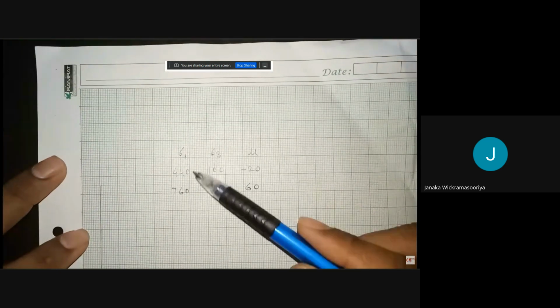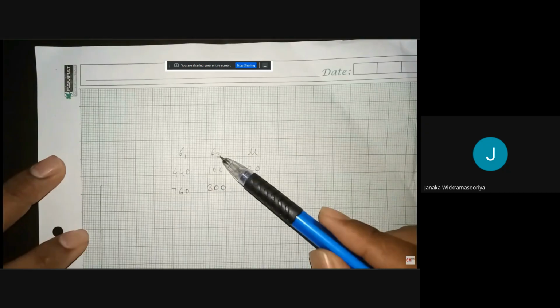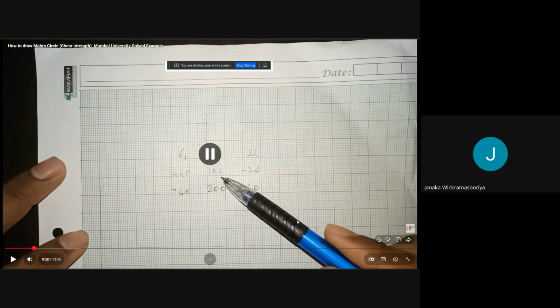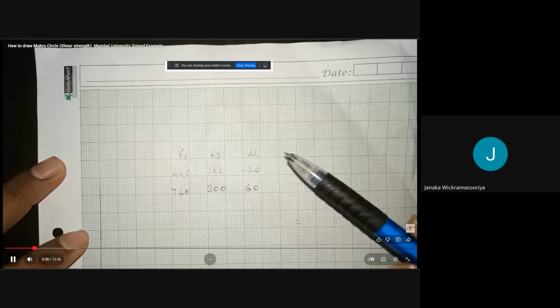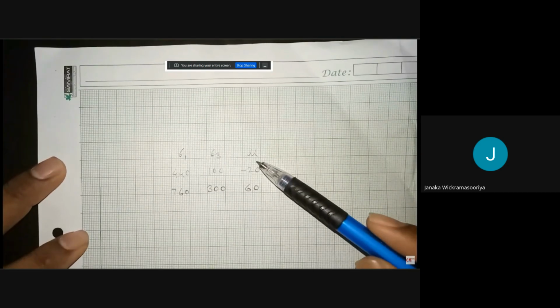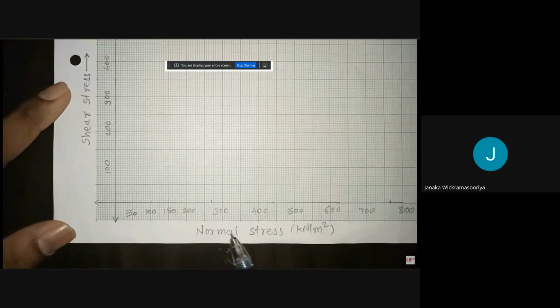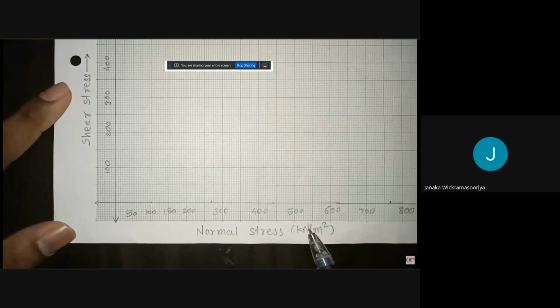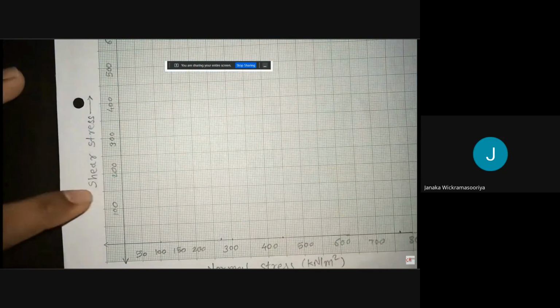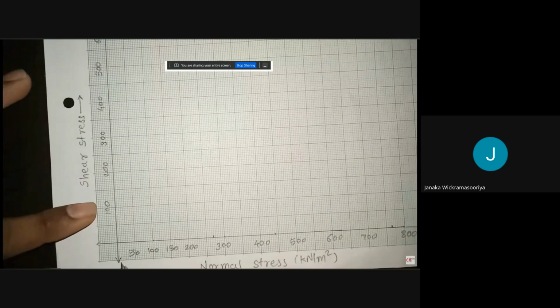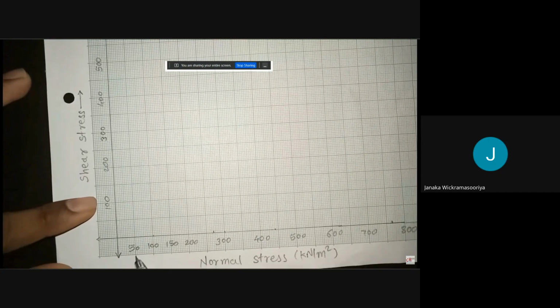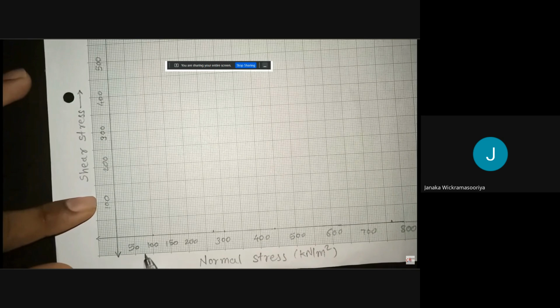Sigma 1 is 440 and 760. Just the sigma 1 and sigma 3 values have to be found, right? 100 and 300. We do not need to use the pore water pressure value here. On the x-axis, normal stress, and on the y-axis, shear stress is drawn. Here, 1 centimeter is equal to 50 kilonewton per meter square.